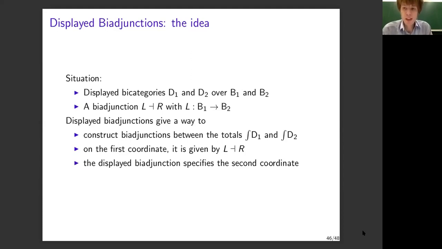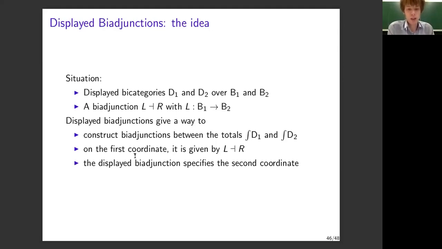Let me be a bit more precise about what they are. Suppose we have two bicategories with displayed bicategories on them, and we suppose we have a bi-adjunction between B1 and B2. Then what do displayed bi-adjunctions help us with?